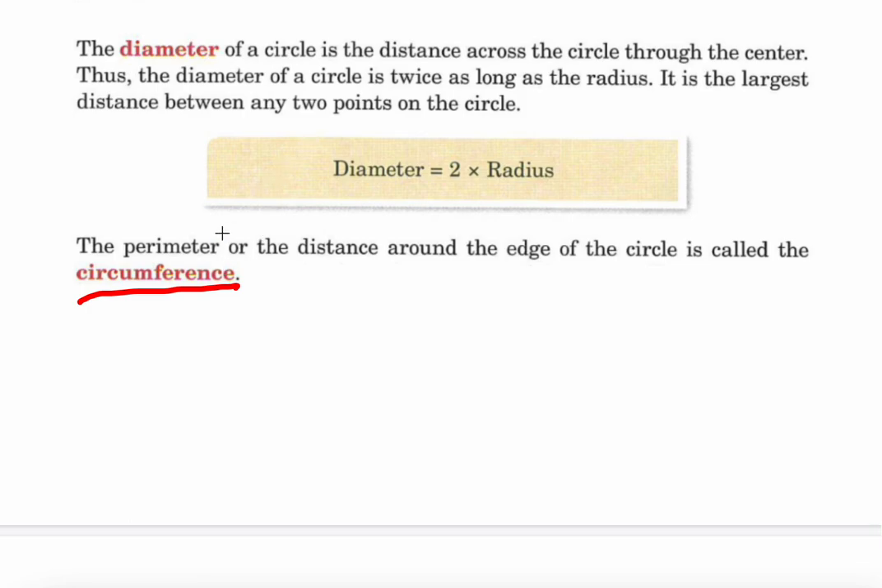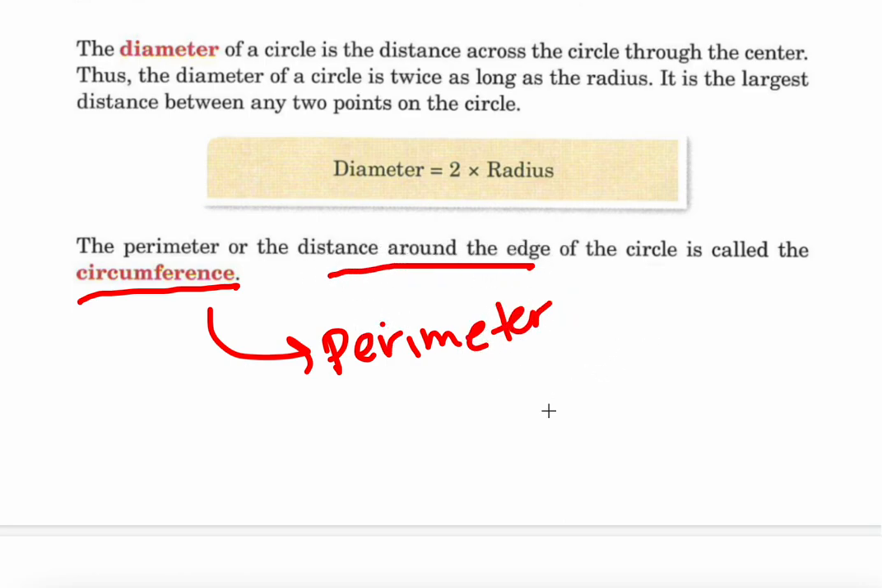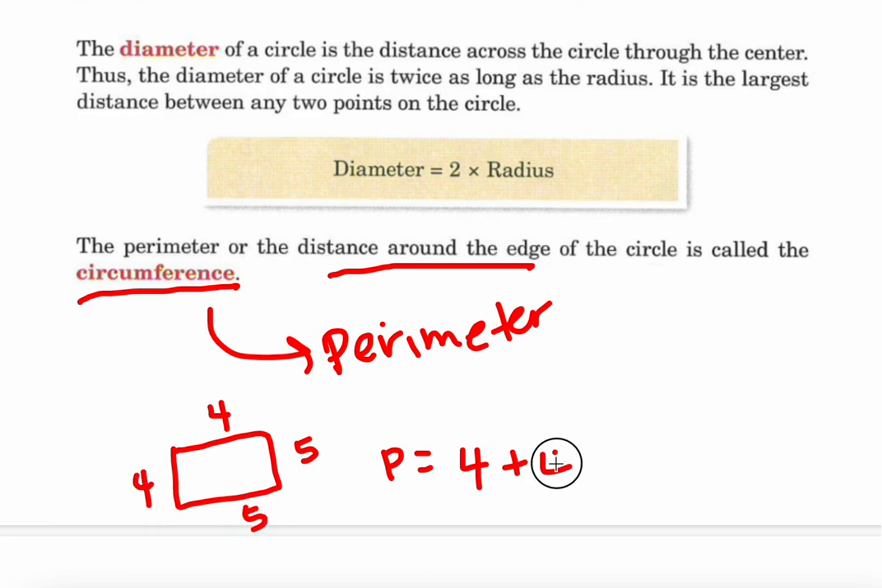And circumference is just a fancy way of saying perimeter. And you know that a perimeter is the distance around the edge, right? So the perimeter of a rectangle, a 4x5 rectangle, would just be adding up all the different sides. 4 plus 4 plus 5 plus 5, going all the way around the edge. 1, 2, 3, 4, adding up all those sides.